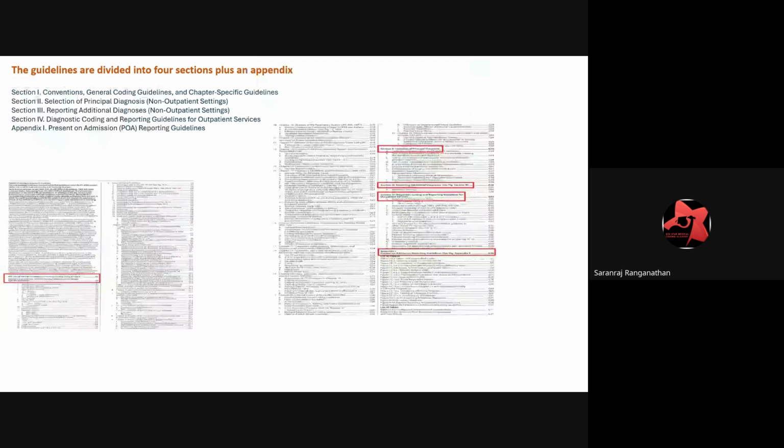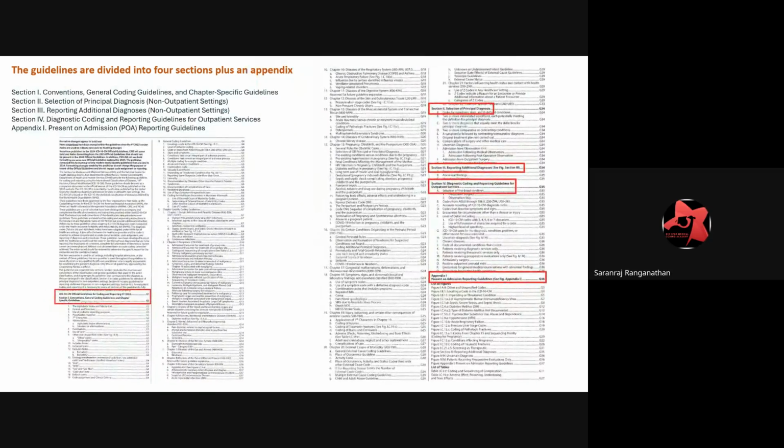The first section talks about conventions, general guidelines, and then chapter-specific guidelines. So we'll be discussing the conventions, general guidelines and chapter-specific guidelines. Then section 2 covers the non-outpatient setting, which means inpatient. For the inpatient, you will see how the principal diagnosis and additional diagnoses are considered in sections 2 and 3.